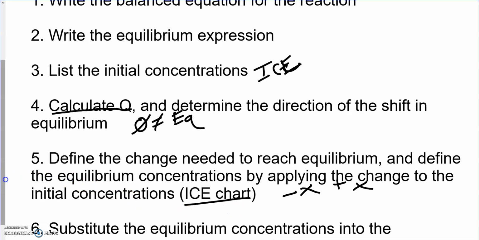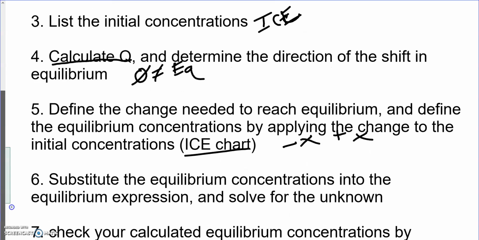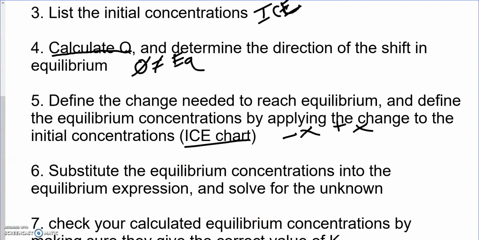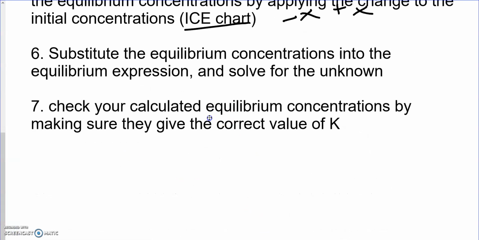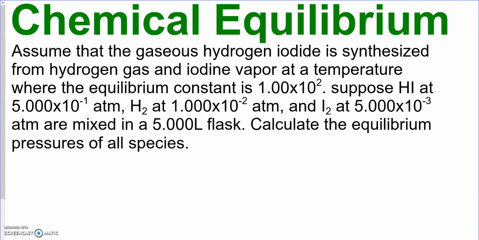From there, if we have equilibrium values, we can substitute those in, or we can solve for the unknown as needed. So basically we use our equilibrium expression, plug in the values we do know, solve from there, and then we can double check using our K values. So let's take this and actually work through another problem using these series of steps.